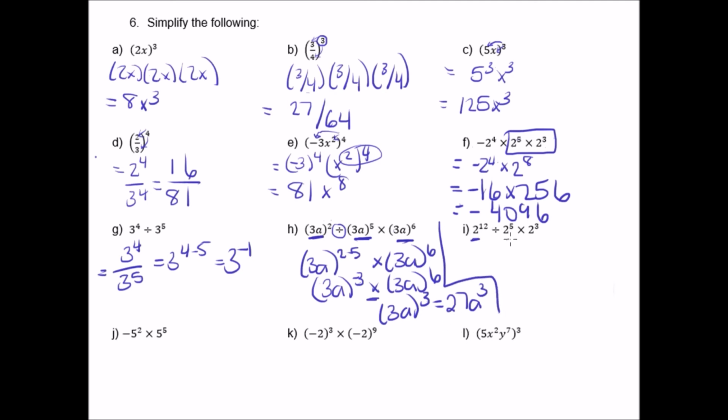Okay, all 3 of these have the same base. So with division, we subtract. So we are going to do 12 minus 5. Okay, and then we're going to multiply that by 2 cubed. So we get 5, 6, 7. 2 to the 7 times 2 to the 3. Okay, now since this is multiplication, we can collect those. So this is 2 to the 10. And we could just leave it as 2 to the 10.